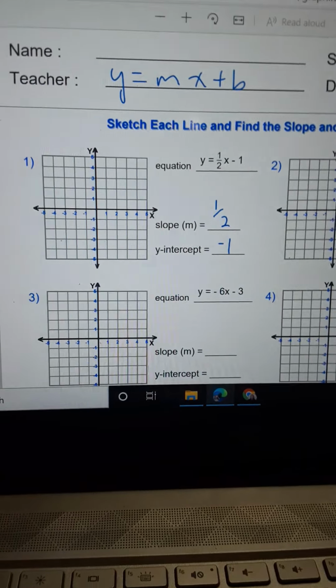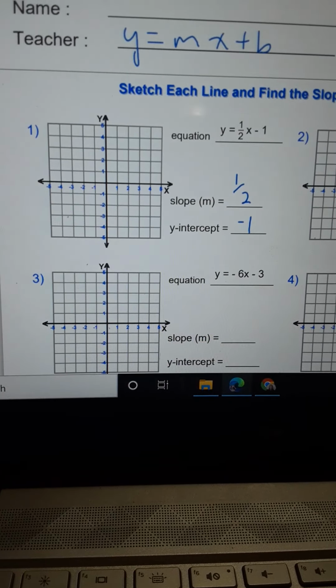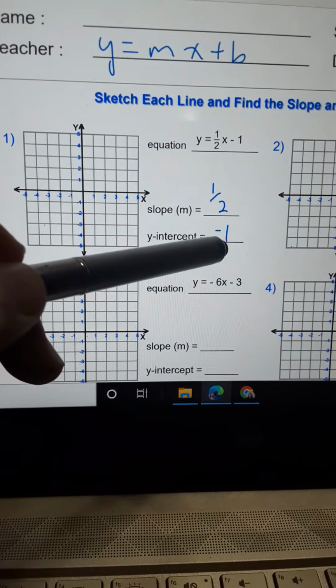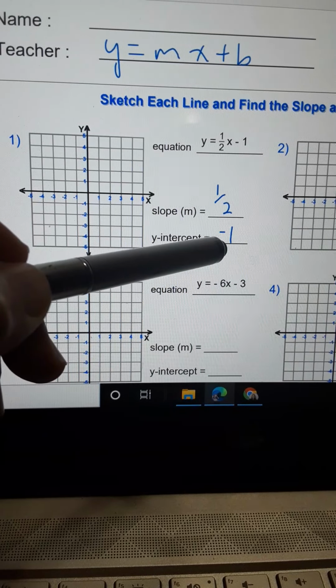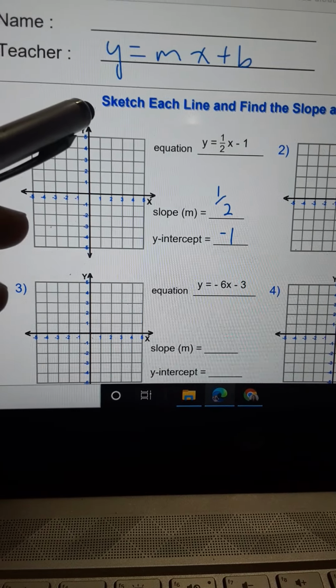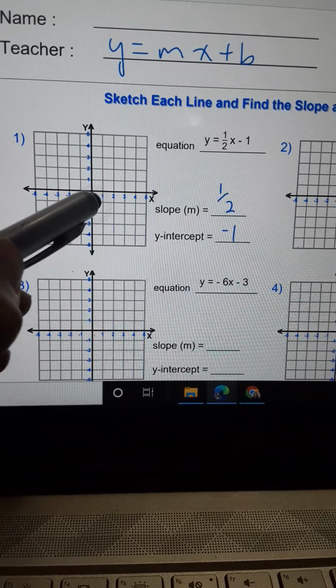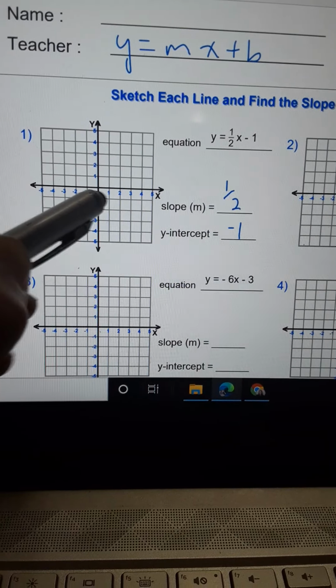So how we graph this, we begin with our y-intercept, the b, where we begin at negative 1 on the y-axis. It's the y-intercept, so we have to go to the y-axis, and you're going to put a point on negative 1. So there's our first point.